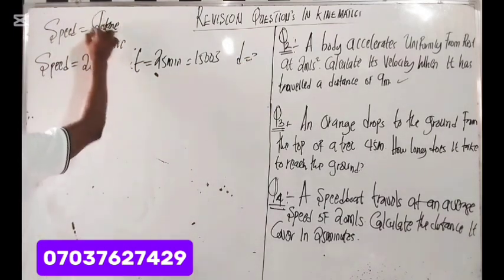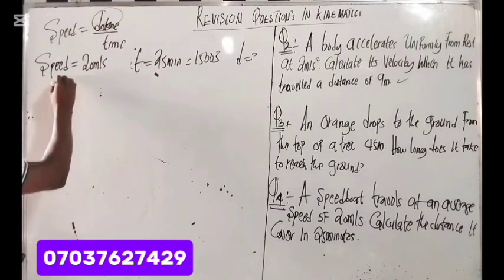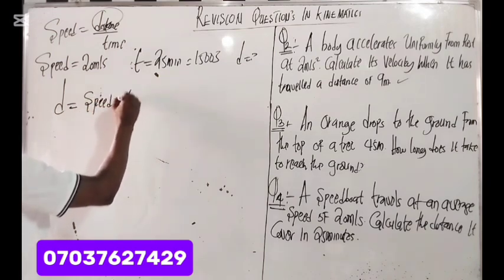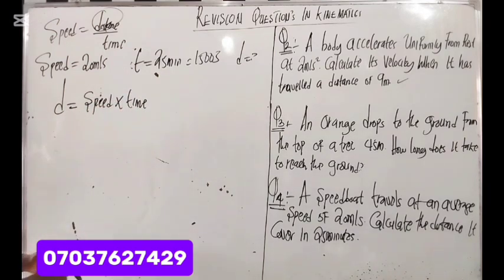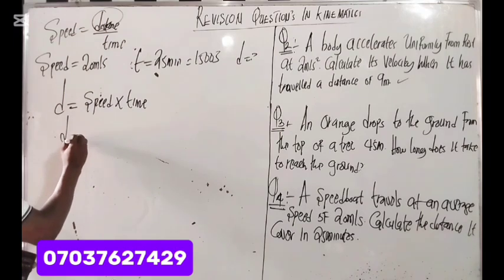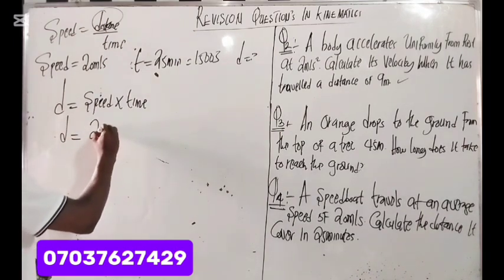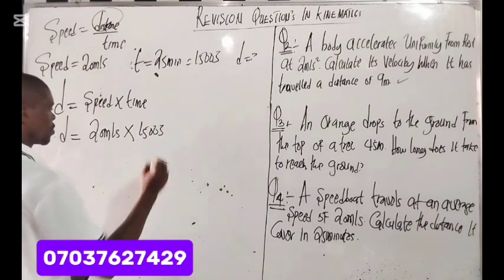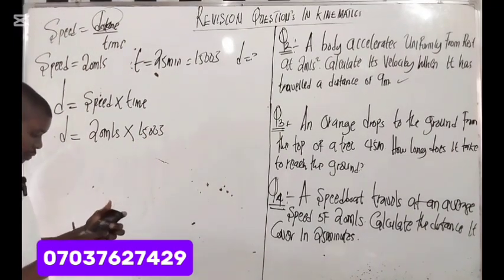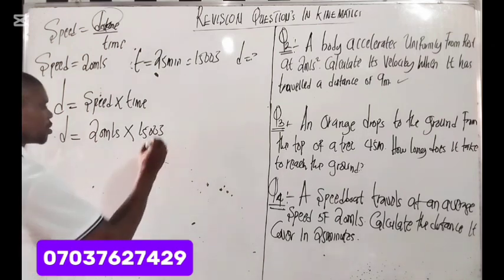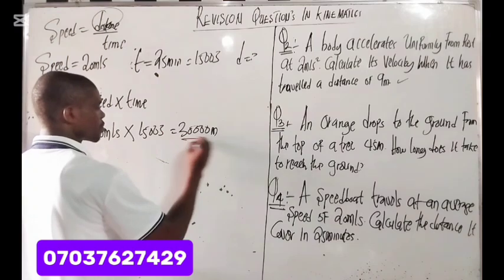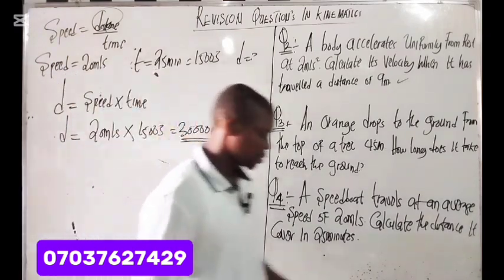So now they are asking to calculate the distance. The formula here is d equals speed times time. So my distance equals my speed, which is 20 meters per second, times 1500 seconds. So here we have 20 times 1500. Here we have 30,000 meters. That is the answer.